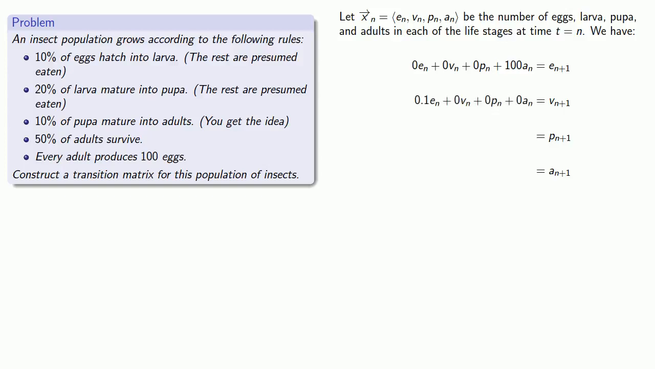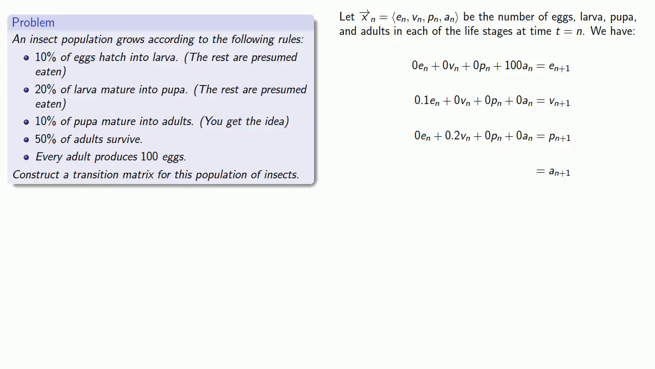How about the number of pupae? So the number of pupae are going to come from the larva, and 20% of the larva mature into pupa. And so that gives us the number of pupae, again, including all of our other terms with coefficients of 0 as necessary. And finally, let's take a look at those adults.